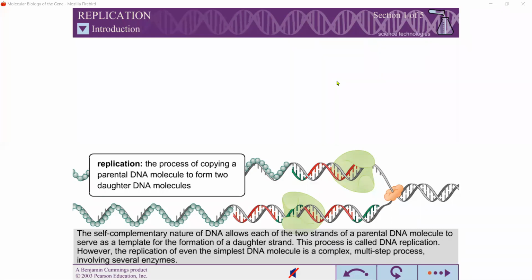So as I had said earlier, the DNA is self-complementary, and the DNA allows the two strands of a parental DNA molecule to separate and to act as the template on which the daughter strand is synthesized. Now, this process is called replication, and the main enzyme which brings about the polymerization process is DNA polymerase.